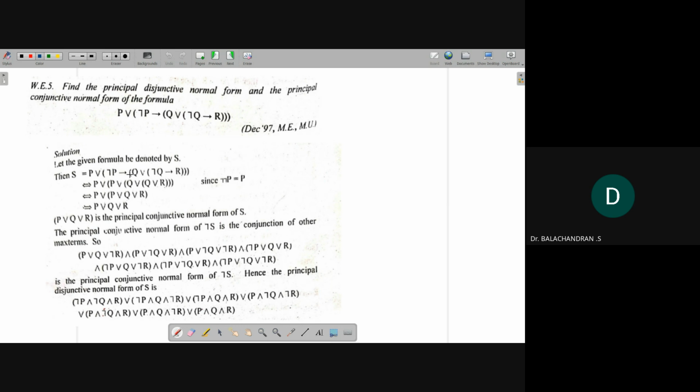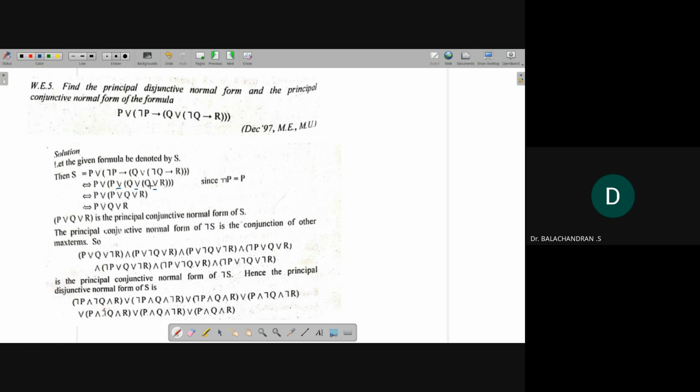So P implies Q is what? Negation P. Negation of negation P is P, or Q. Q is what? Q or this term. But we know that again P implies Q is negation of negation Q, that is Q or R. In the first step from here to here, we apply P implies Q, and here also we apply P implies Q. But here you can see R, R, R. Everywhere you have R.